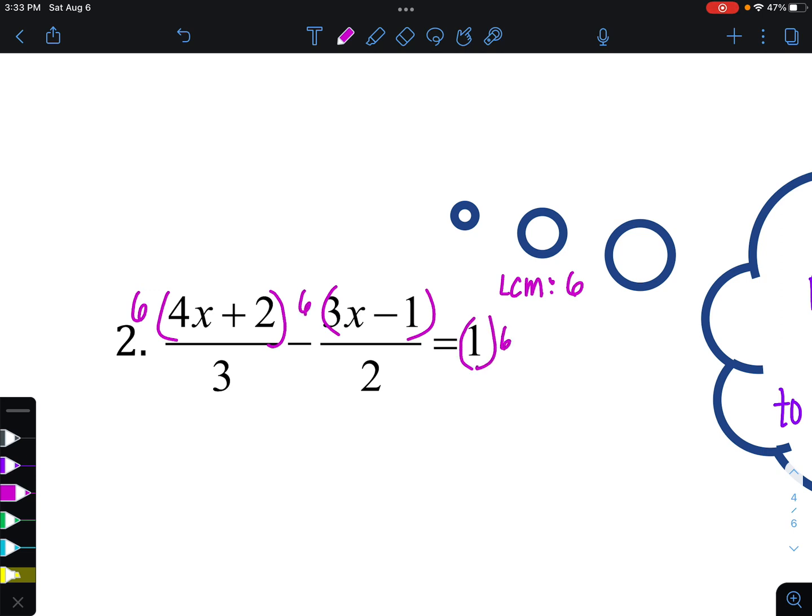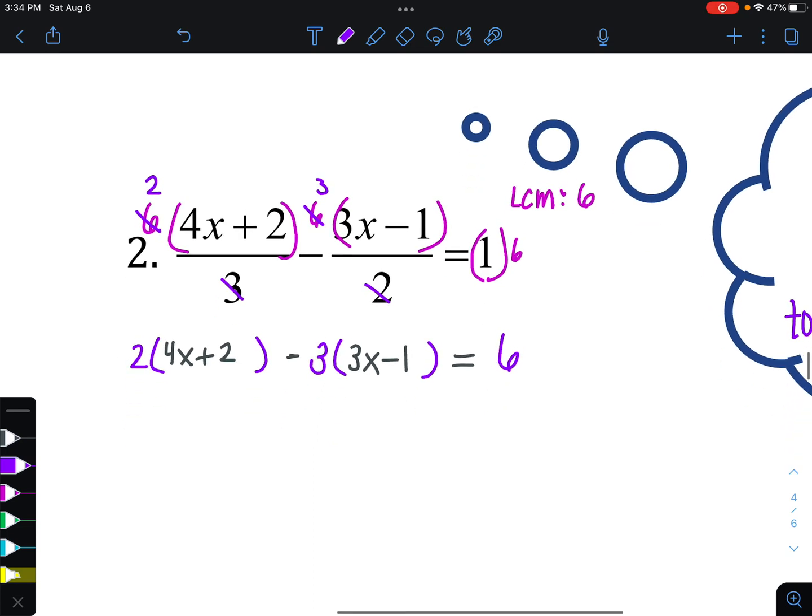Okay, when we do that, what we're going to see is that the fractions will reduce a little bit. Like 6 divided by 3 is 2. So what we're left with is 2 times that 4x plus 2. Minus, when we clear the fractions here, 6 divided by 2 is 3. So minus a 3 times that 3x minus 1 equals 6 times 1 is just 6.